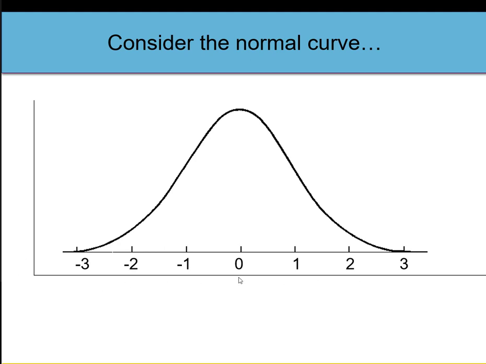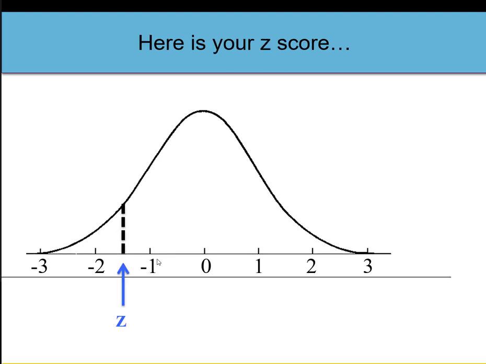So let's look at the normal curve. All right, we've seen this a bunch of times. We know that the mean is 0, and at a standard deviation of plus or minus 1, we get 68%. Plus or minus 2, we get 95%. Plus or minus 3, we get about 99.7%.